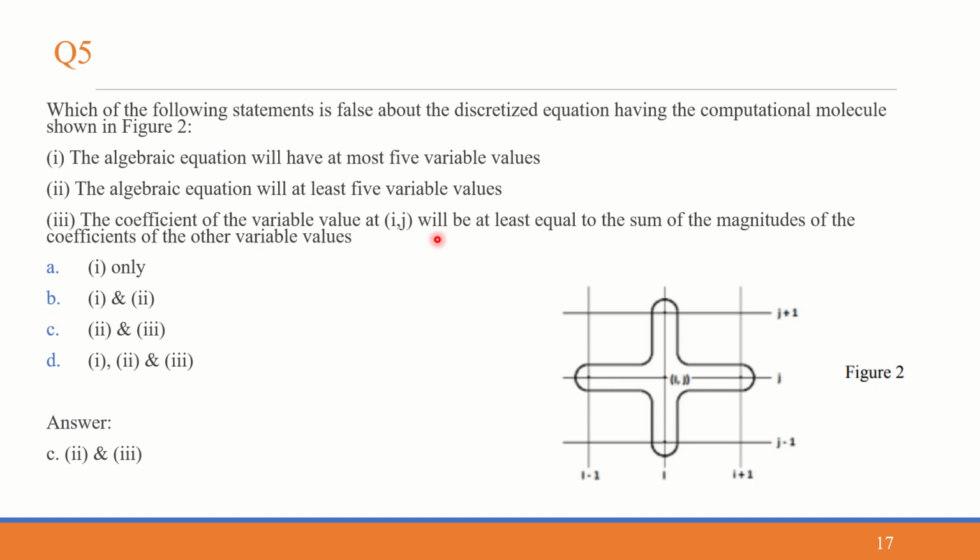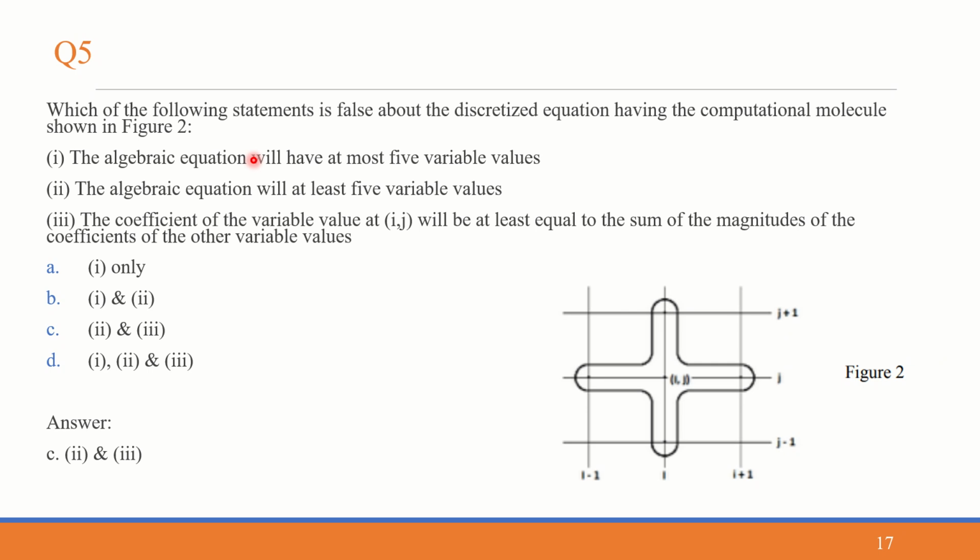And second thing, it will have at least 5 variables is wrong, because imagine if this point is falling on the boundary, we will know the value directly, so we need not use a variable anymore. So at that time it will become 4. Similarly, if it is falling on another boundary, it will again be 1 less. Therefore it will not be at least 5, it will be a maximum of 5. So at most 5 variable values it will have.